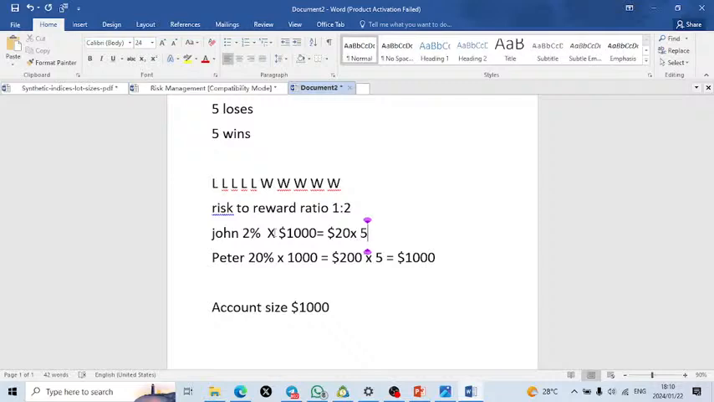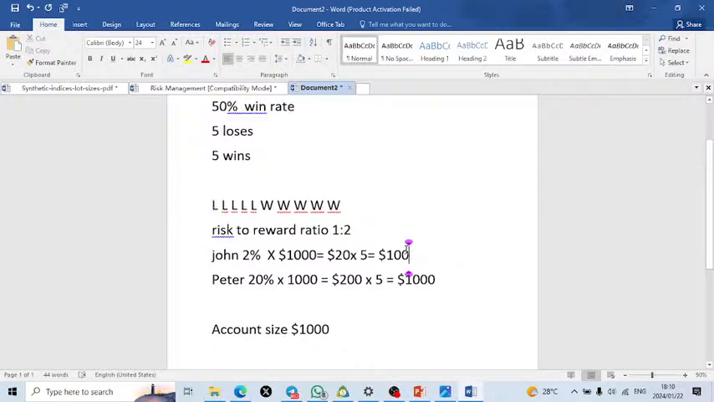He's only going to lose 100 US dollars. So after 5 trades, this one will lose 100. That means he's now left with 900. So what is left? This one is now left with 900 US dollars. And this one is left with zero. You see?